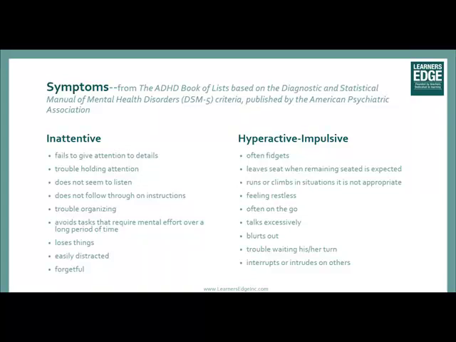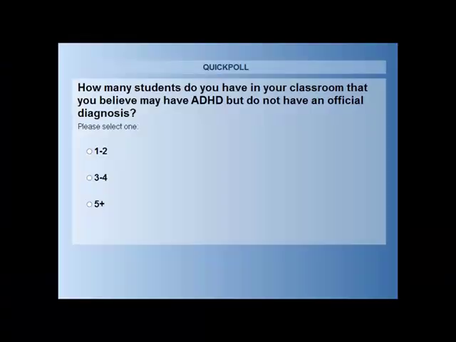And then individuals 17 and older must display 5 symptoms in either or both categories. So after reviewing this list, we're going to go on to our second poll, which is, how many students do you have in your classroom that you believe may have ADHD but do not have an official diagnosis? We'll give you a moment to answer that. The options are on the screen: 1 through 2, 3 through 4, and 5 or more.